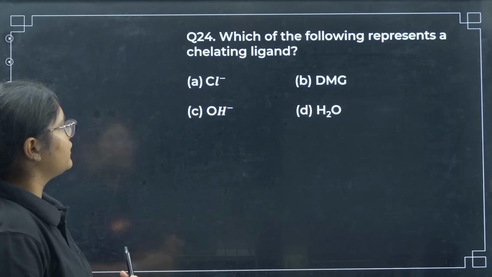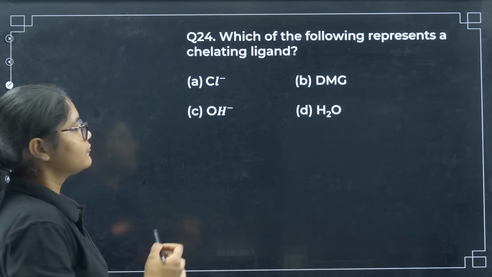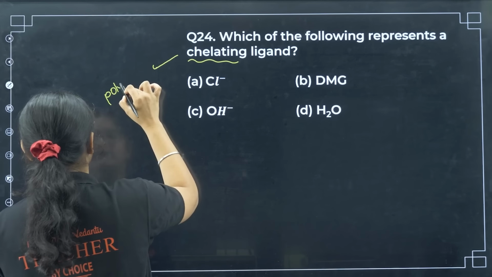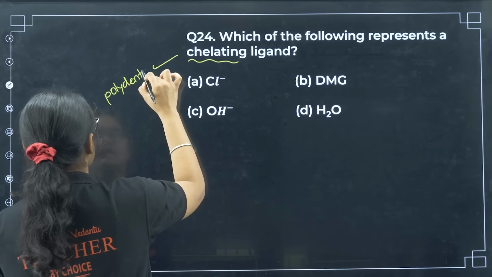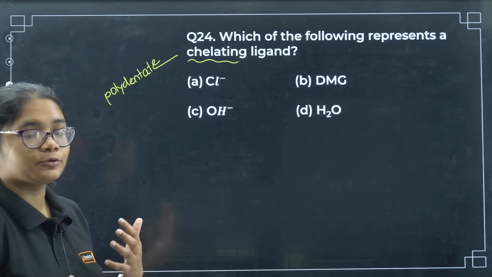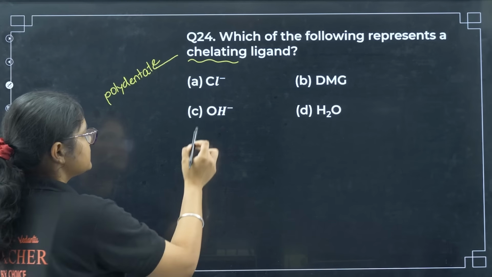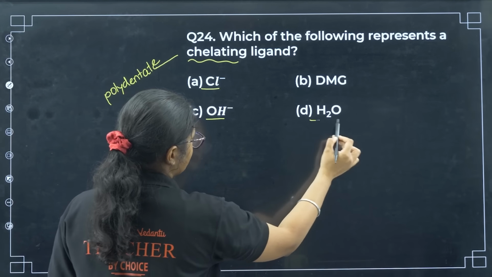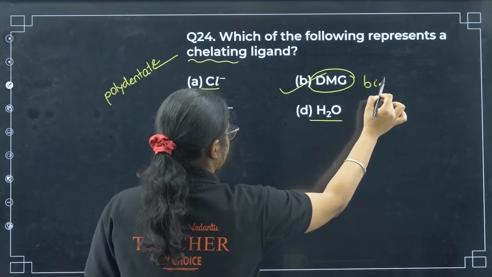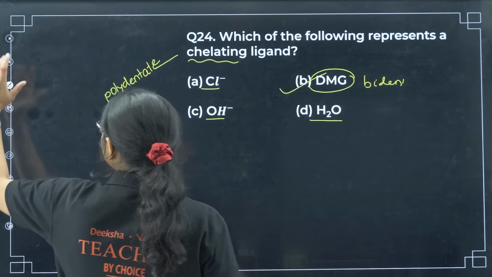Next, which of the following represents a chelating ligand? Chelating ligand is generally a polydentate ligand. It can be bidentate or tridentate, hexadentate, but it should be a polydentate ligand. So Cl minus is monodentate, OH minus monodentate, H2O is also monodentate, DMG is a bidentate ligand. So it is a chelating ligand here.